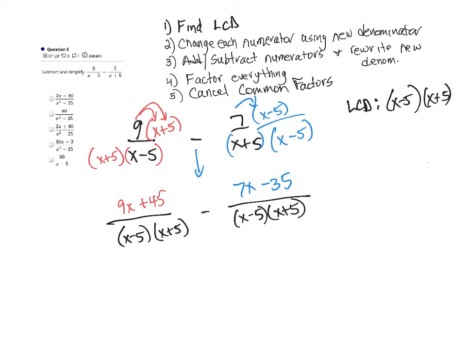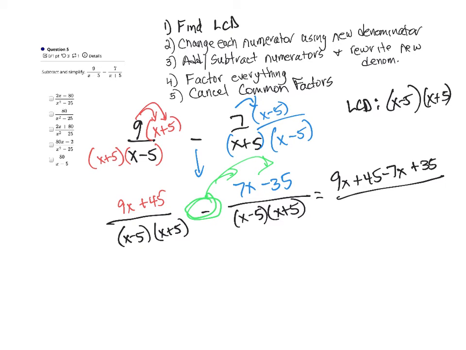Now, here is where we have to be very careful. This is a minus, so it's going to change the signs in the numerator to the opposite. So I'm going to rewrite this. My 9x plus 45 is the same. This 7x is going to go to minus 7x, and this negative 35 will go to plus 35. So now that is key right there.